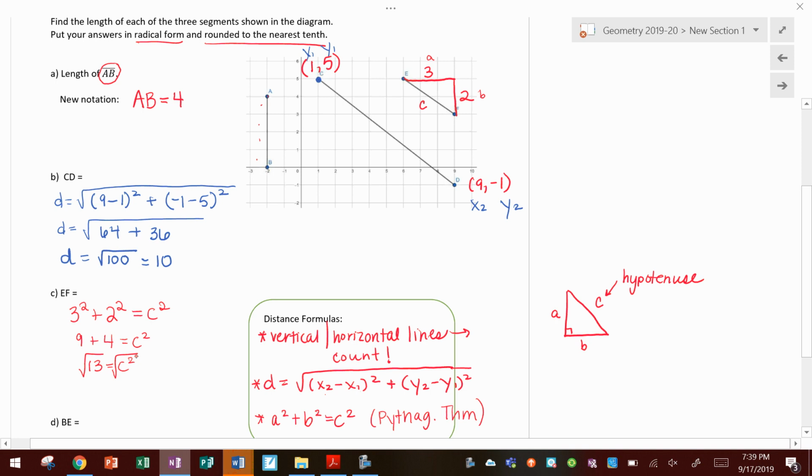I didn't get my calculator out to know exactly what the square root of 13 is. But the square root of 13 would be considered radical form. And if you typed that square root into your calculator, it would be 3 point something. I don't know exactly what it would be. And that we could then round to the nearest tenth.